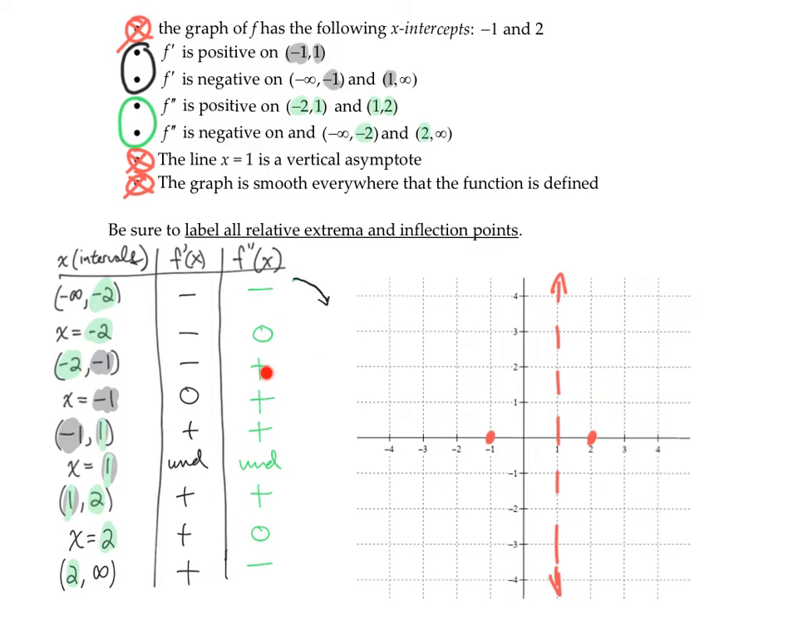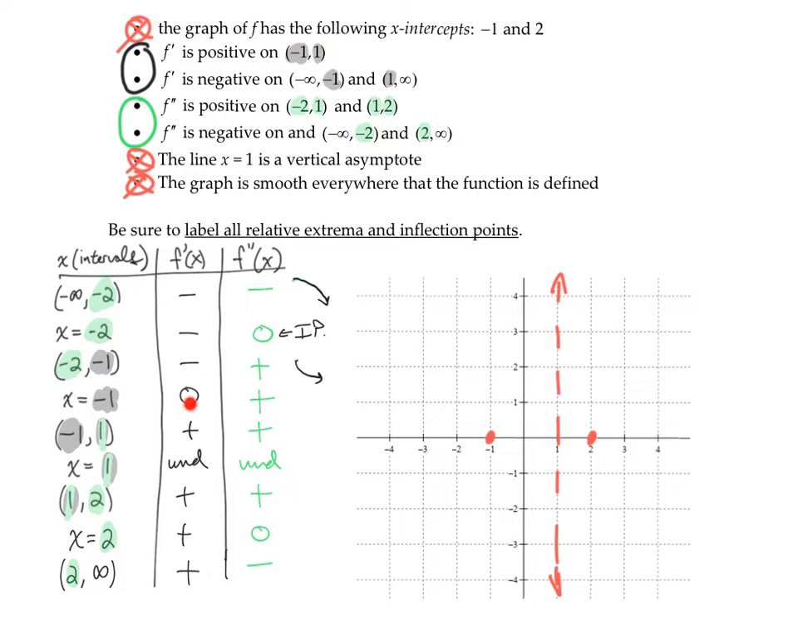Let's take a look at the next one. Yep. The concavity changes at x equals -2. So that means this will be an inflection point. I'm just going to abbreviate IP, inflection point. Since here the first derivative is negative and the second derivative is positive, that means we have to be decreasing but concave up. So it should look something like this.